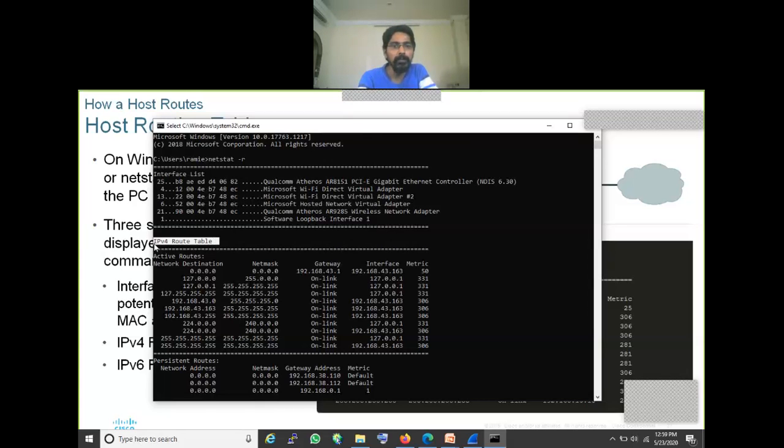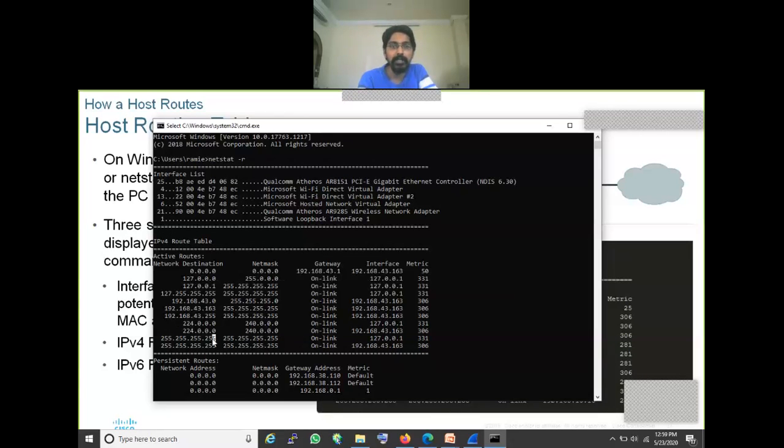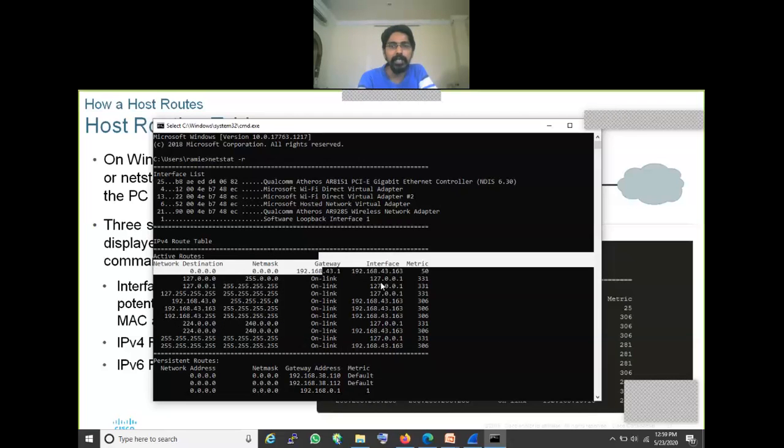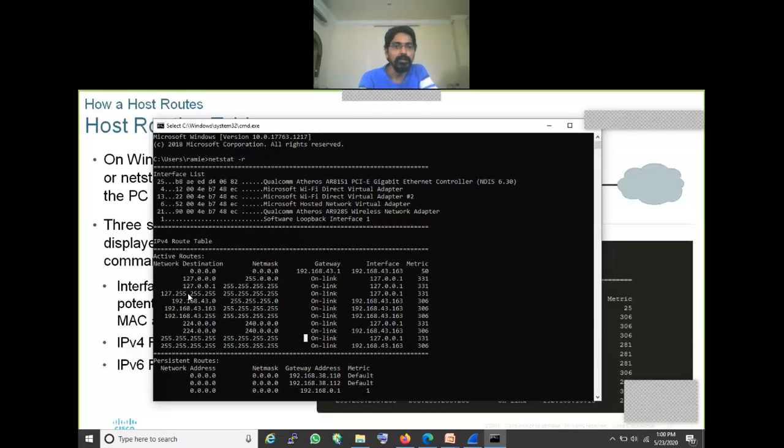Next, what do we need to check? The IPv4 route table. So this is the routing table. First column is network destination. Next, network mask. Next, gateway. Next, interface. Next, metric. So observe, what is my system IP address? 192.168.43.63. Okay, network mask.